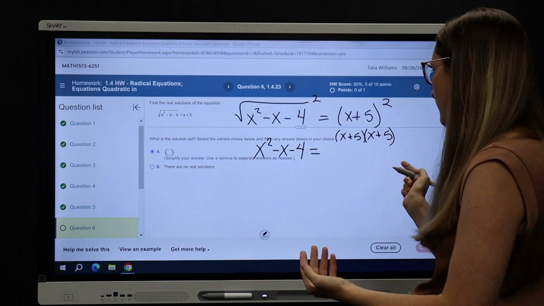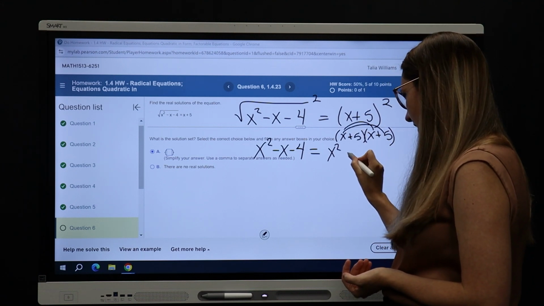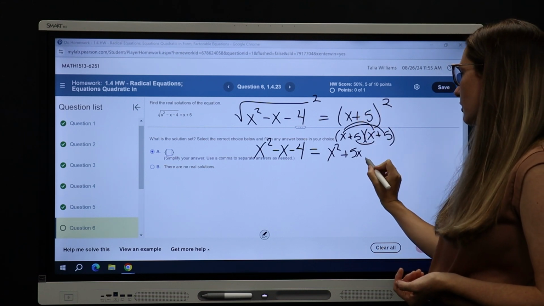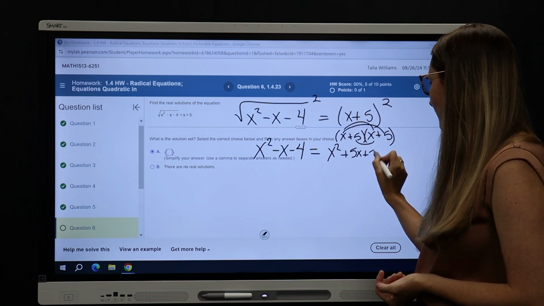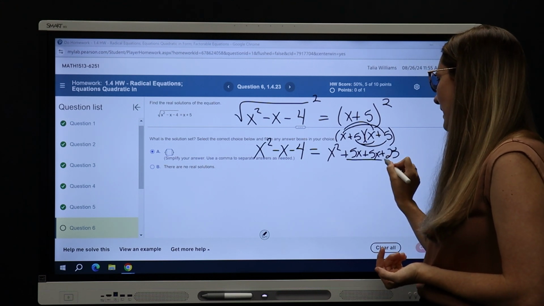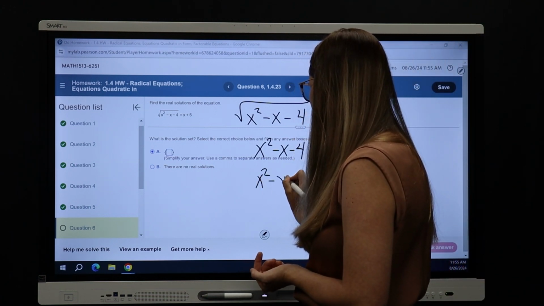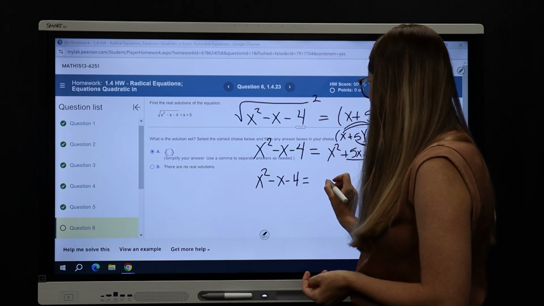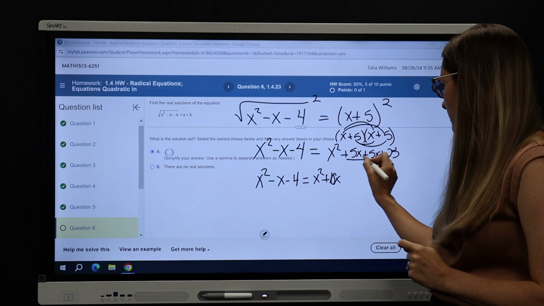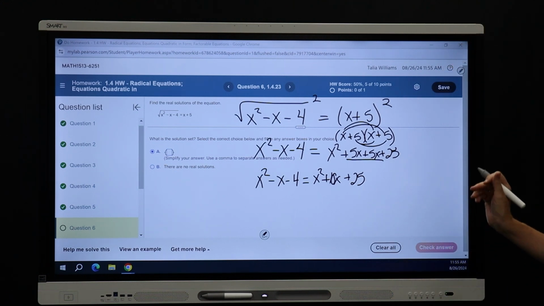So when we go to multiply this, we have x times x to get our x squared, then x times 5. This middle part's what people forget, because x squared plus 25 is wrong. You have to do the 5 times x and then 5 times 5. So if you just square the outside, you lose this middle part. Let's rewrite the problem. X squared subtract x subtract 4 equals x squared plus 10x, because we have 5x plus 5x plus 25. Now then we're going to combine like terms.